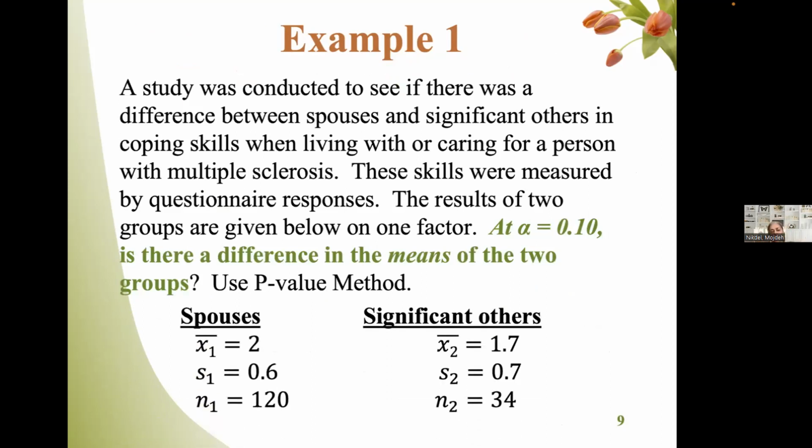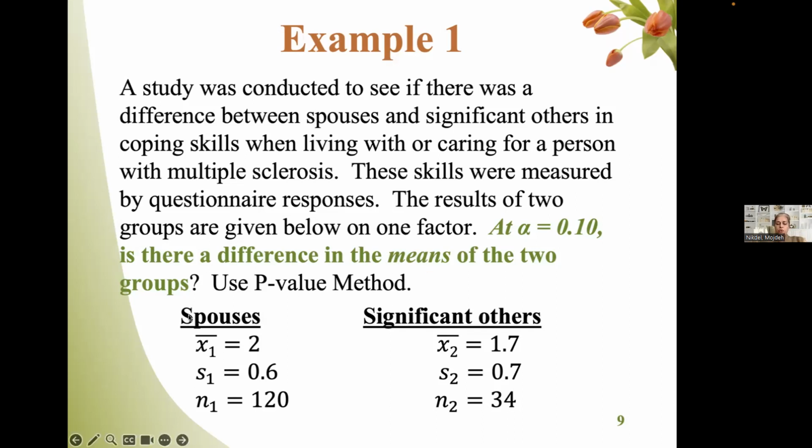A study was conducted to see if there was a difference between spouses and significant others in coping skills when living with or caring for a person with multiple sclerosis. These skills were measured by questionnaire responses. The results of the two groups are given below. At alpha equal to 0.10, is there a difference in the means of the two groups? Use the p-value method.